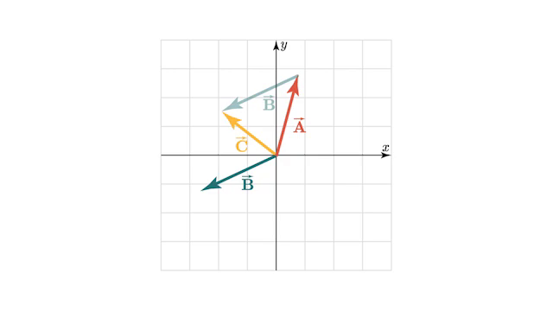I could have also added a to b by sliding the tail of a to the head of b. You can see that this makes a parallelogram, and the sum, vector c, is just the diagonal of this parallelogram.